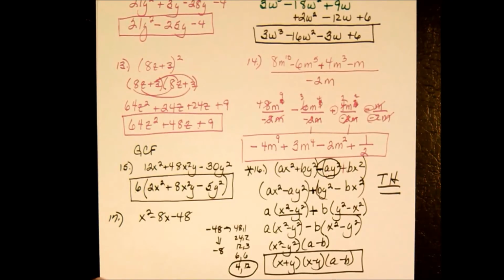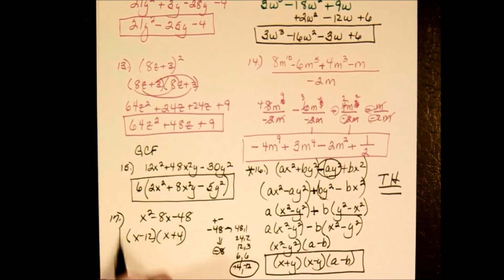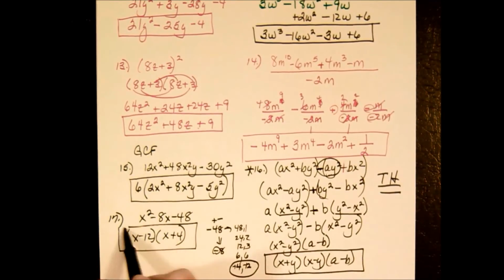I need a plus and a minus to get to a negative 48, but the bigger one has to be negative. So I believe those are my two factors. So that gives me x minus 12 times x plus 4. Whenever you're unsure, list all the factors.